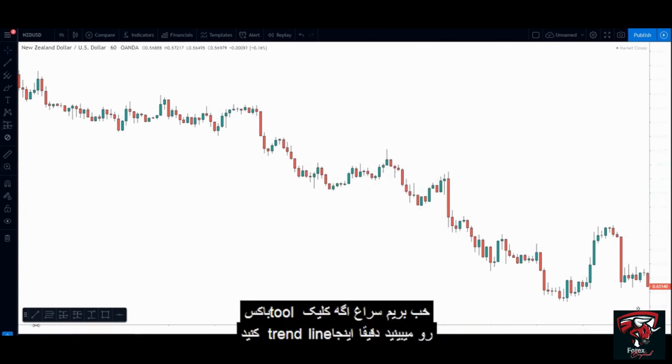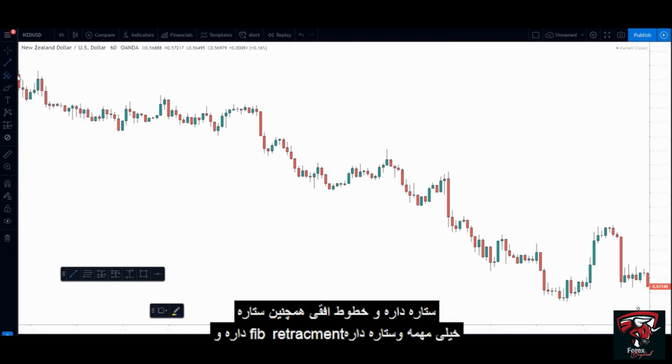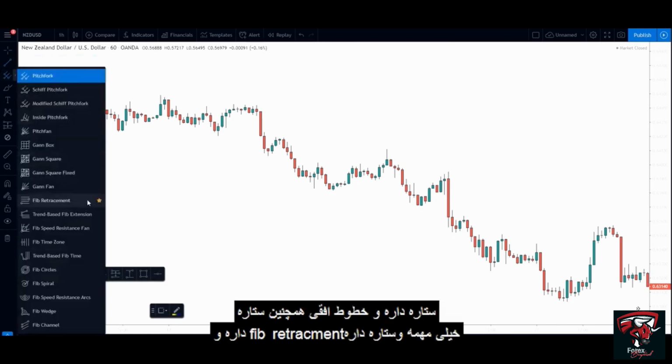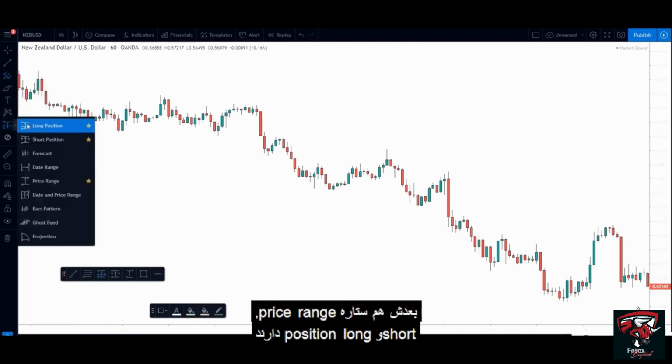Now let's go into our toolbox. Right here, if you go here, you'll see your trend line. I have it starred. Horizontal line, have it starred. We'll go to here, Fibonacci retracement, very important. Have it starred, and then our long position starred, short position starred, price range starred. Okay, so everything is starred just like that.